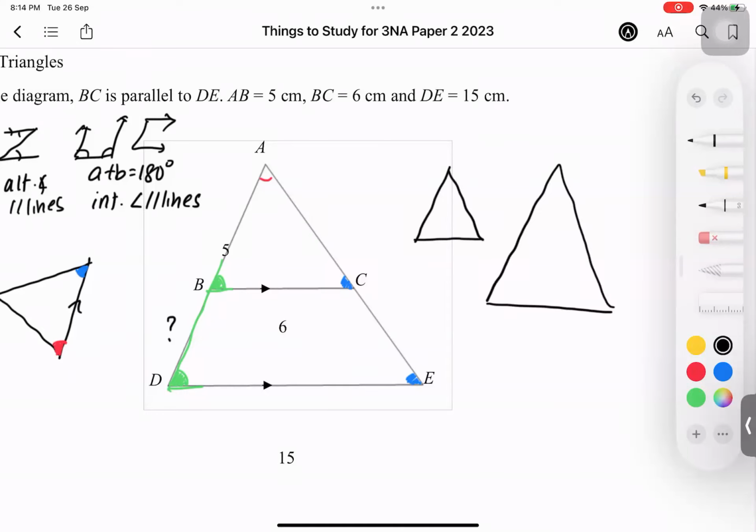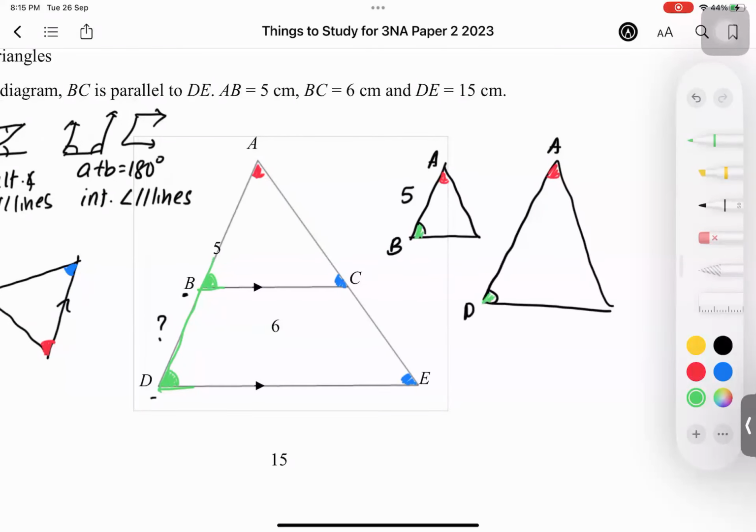The measurement over here, AB is 5. This is AB. Then A matches with what? A matches with the red color. A is still with A. B matches to what? Green color. B is with D over here. This is the one that is in green. Then C with E. This one is the one that is in blue.